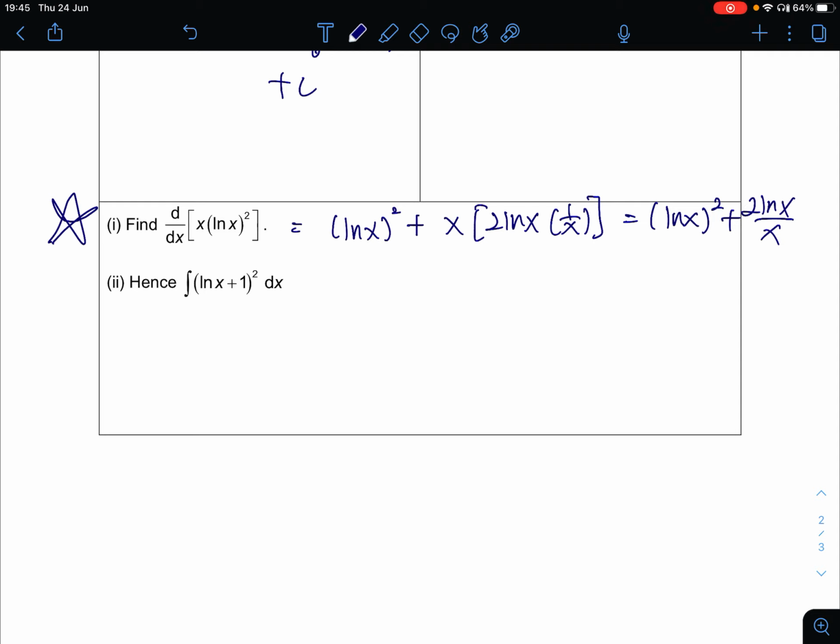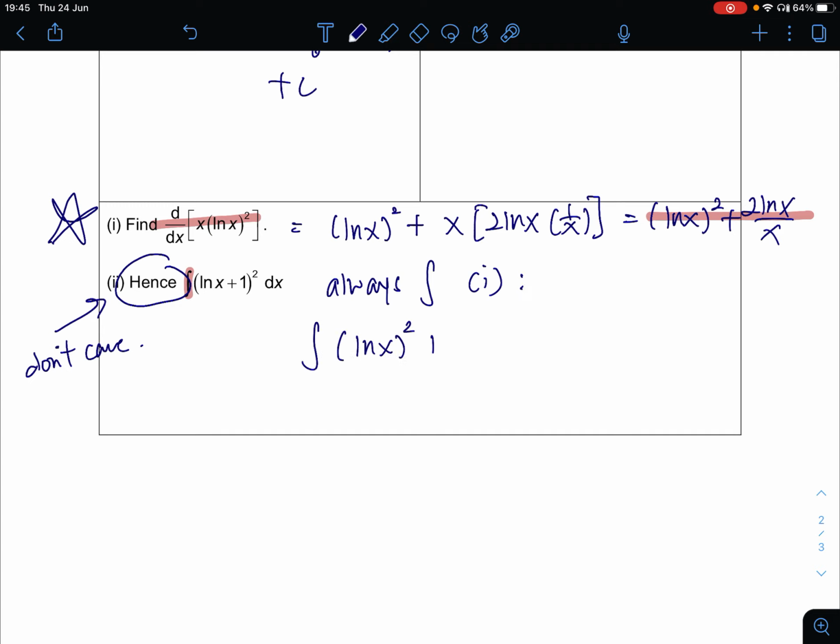The objective, or rather the trick to this kind of question is you don't care about part 2 first because it's a hence. So we cheat. Part 1, you ask me to differentiate, I get this. Part 2, you want me to integrate, so I don't follow what you want first. I always integrate my part 1 first. So you will get integrate (ln x) squared plus 2 ln x dx equals to x (ln x) whole thing squared. Okay, this is always the starting guiding step.